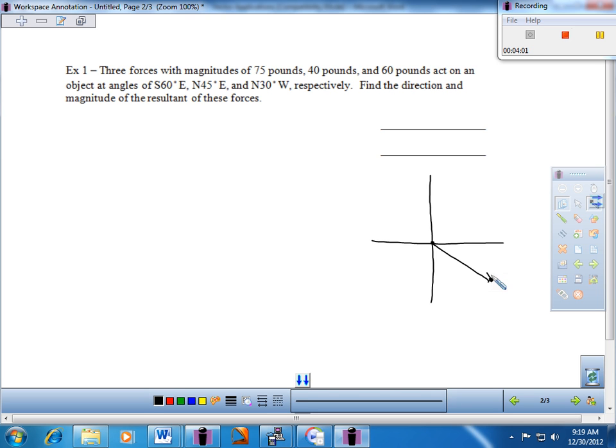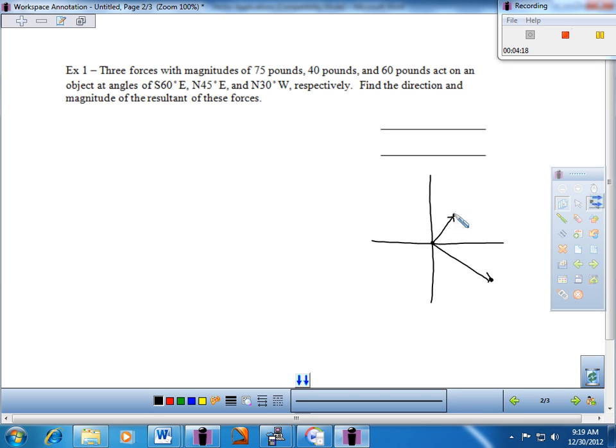Second one, 40 pounds, and here's the bearing, 45 degrees east of north. So off the north axis, go 45 degrees for me. And let's go ahead and do 40 pounds, so it's definitely smaller than that one. I'll go from about there to there. So that would be the secondary vector.